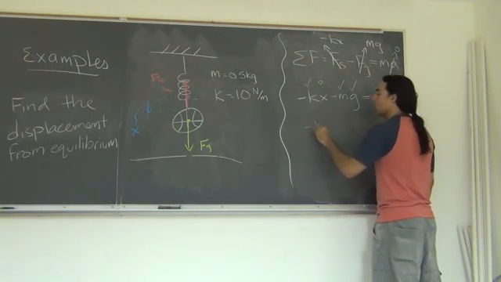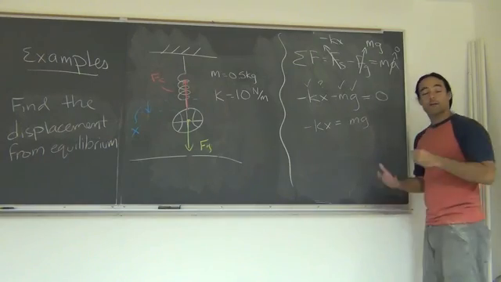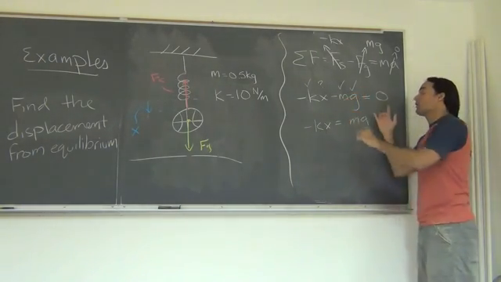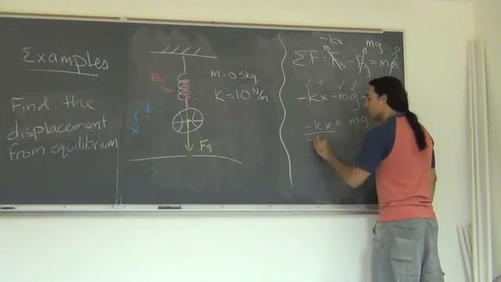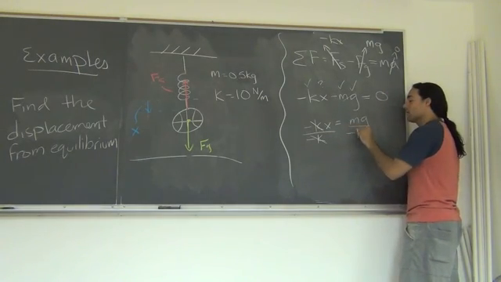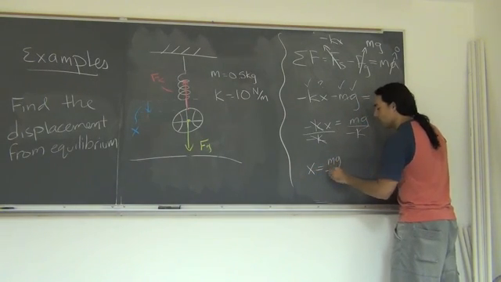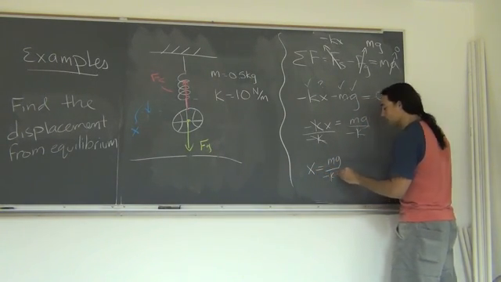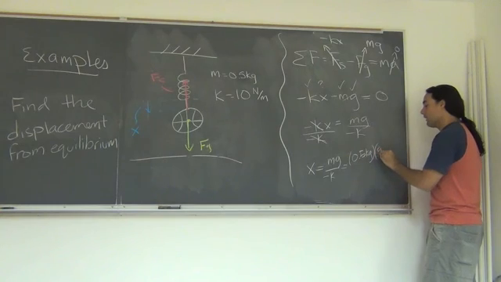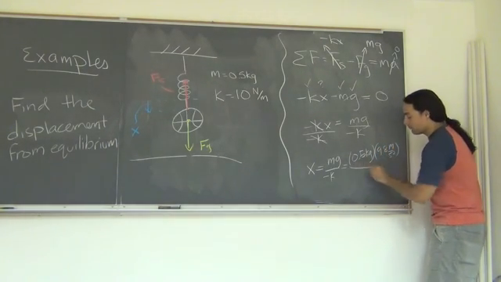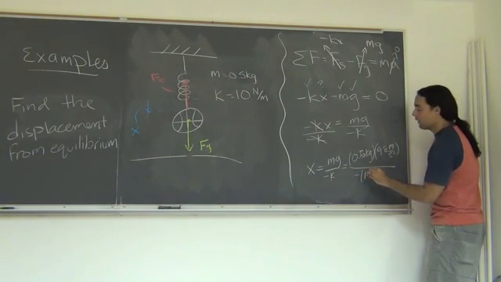Let's see, I'll move the minus mg over to the other side by adding plus mg to both sides. That cancels out the mg over here and makes plus mg over here. I can divide through by negative k. Negative k's cancel on that side, but they show up over here, and I'm left with x equals mg divided by negative k, which is the same as 0.5 kilograms times 9.8 meters per second squared divided by negative k, which is 10 newtons per meter.